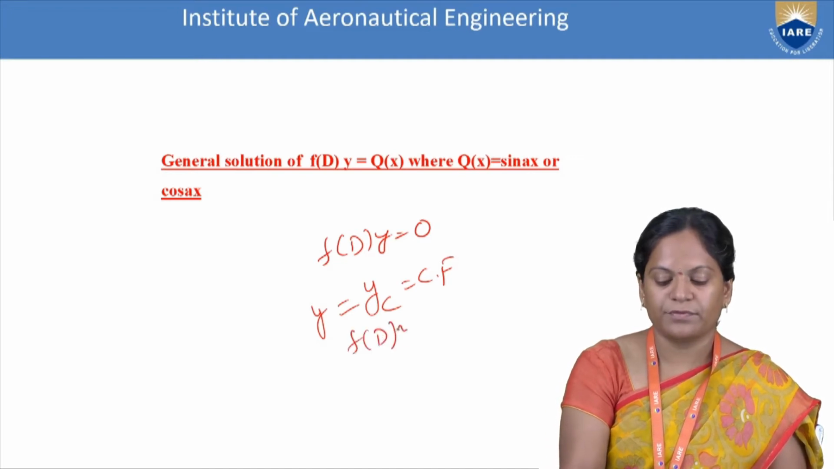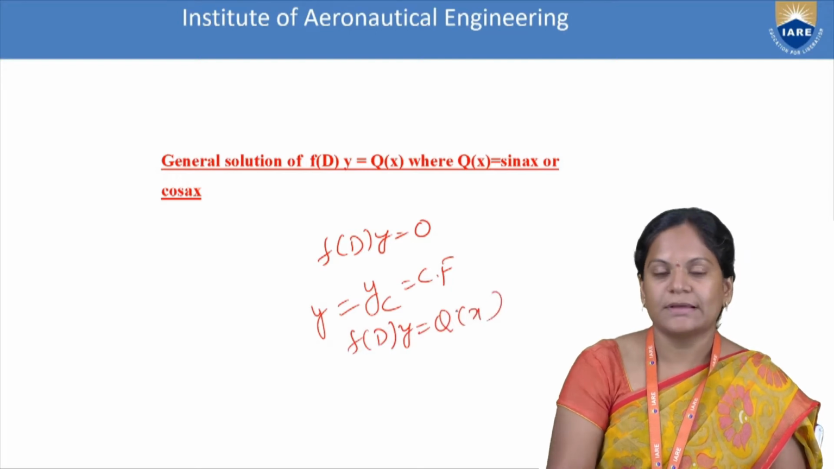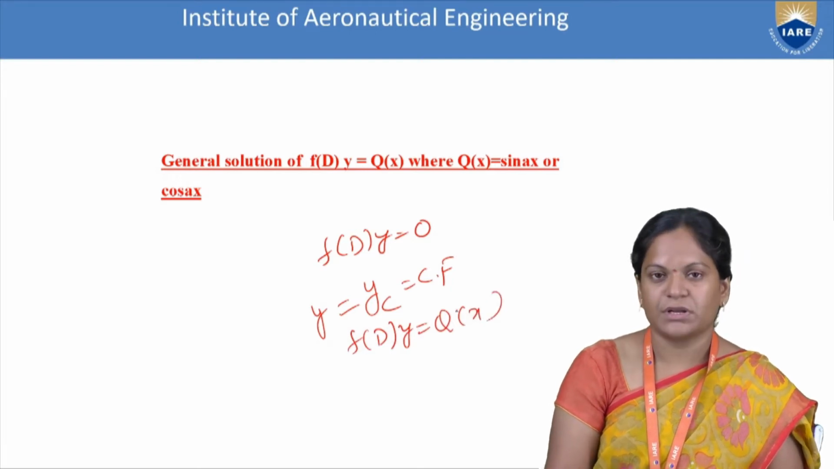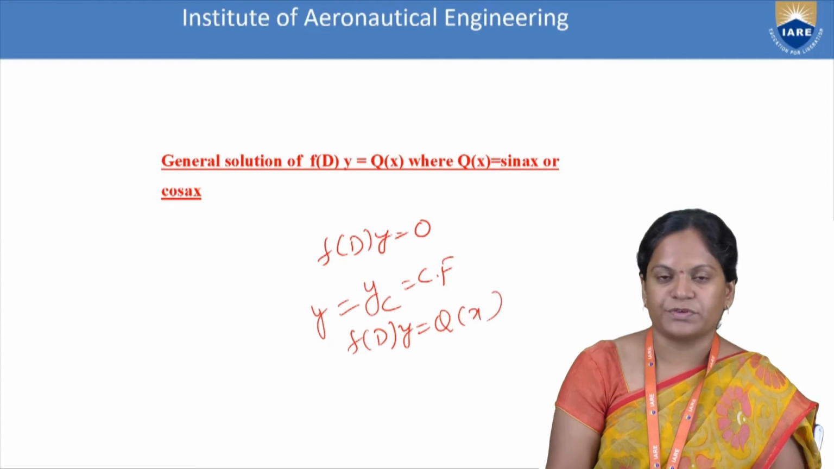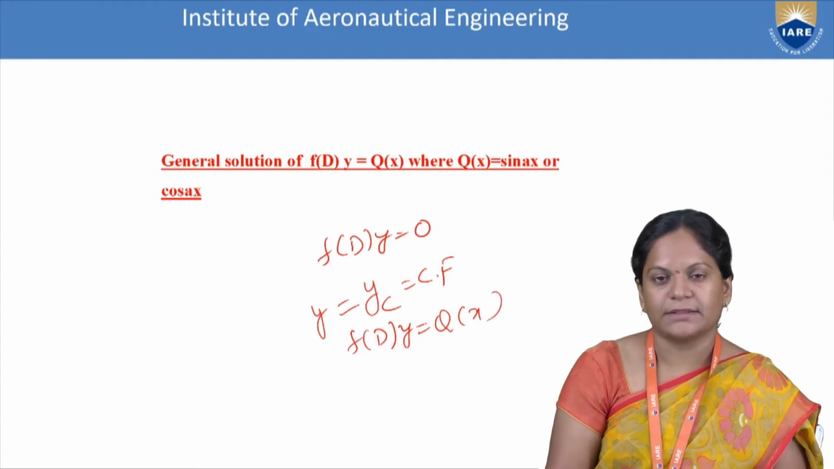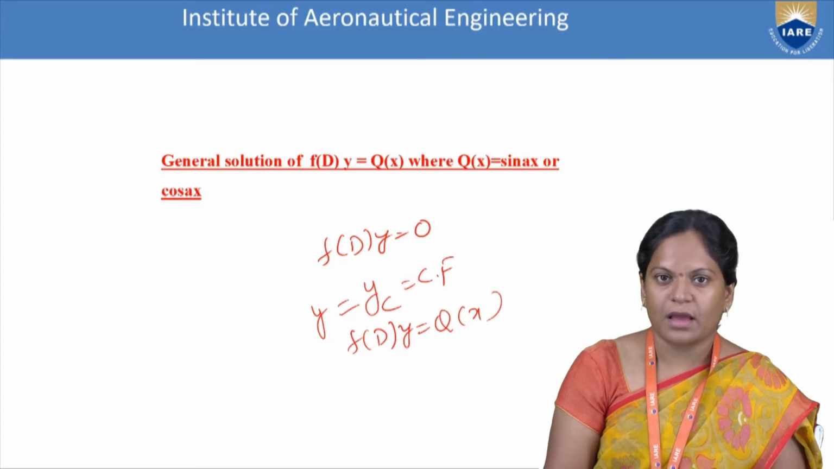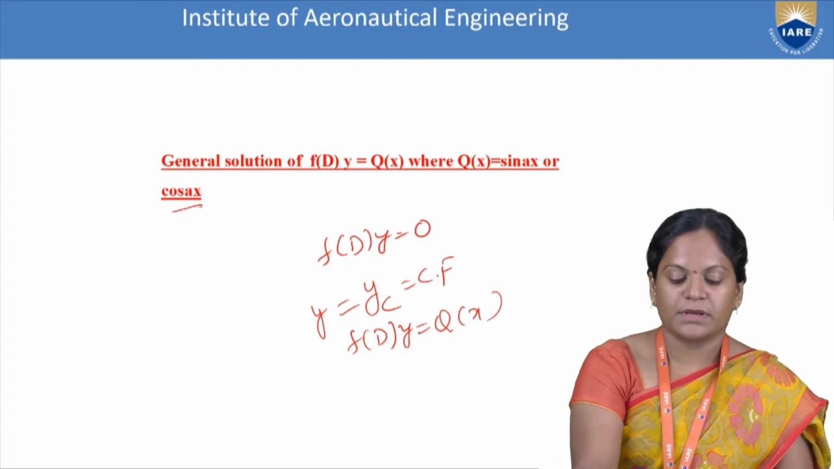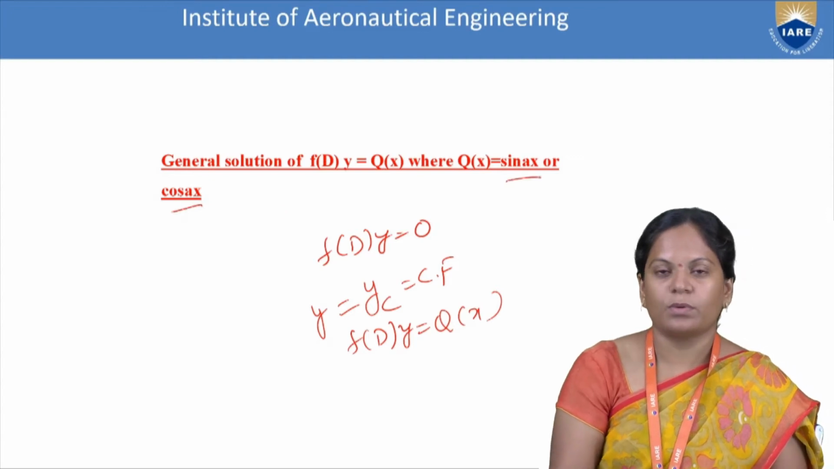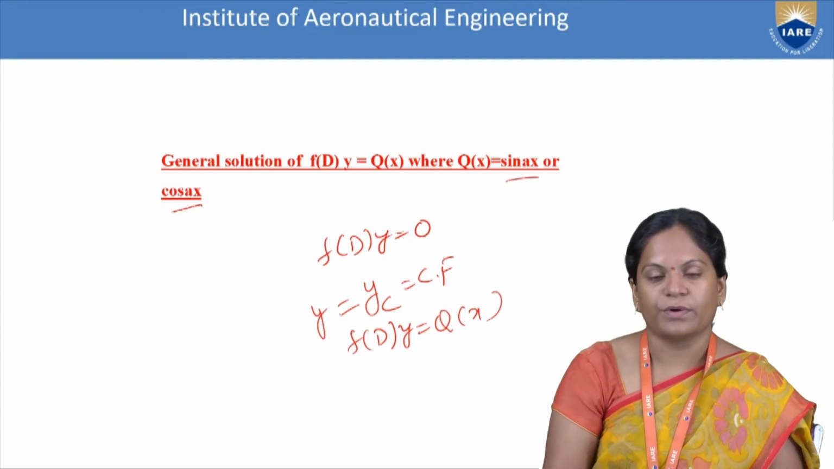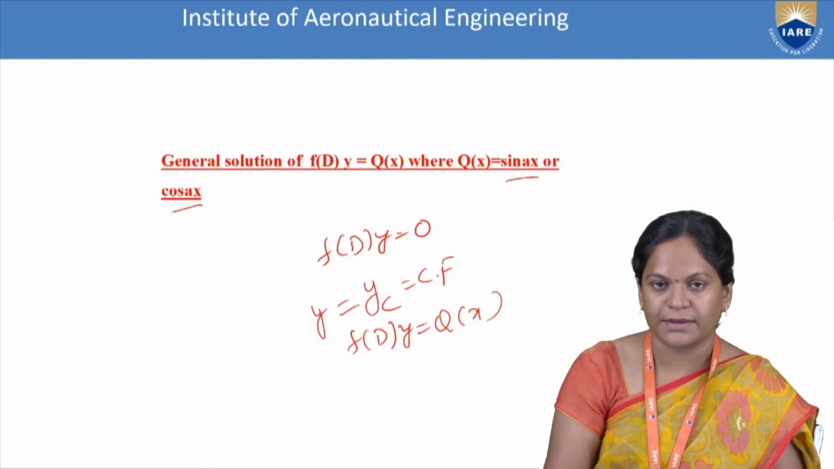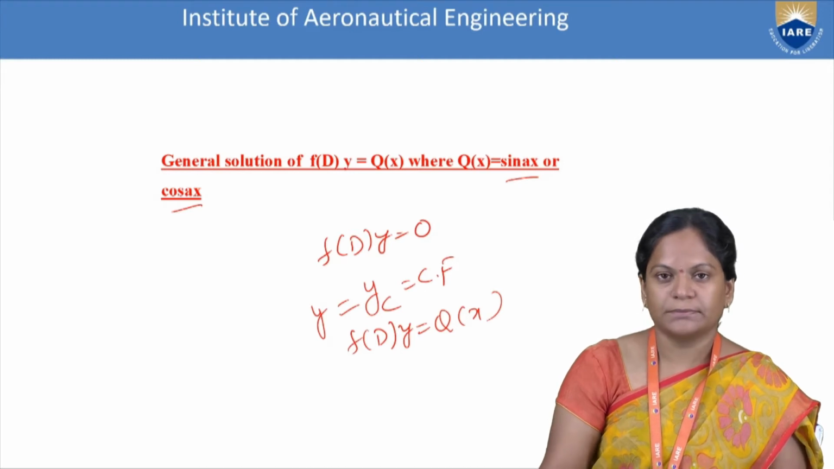Suppose we have f(D)y = Q(x), a general linear ordinary differential equation with constant coefficients. Here Q(x) is either sin ax or cos ax, where a is a constant which is not equal to 0. Sometimes we have 1, 2, 3 and so on. Cos ax or sin ax, we have only these two trigonometric functions. Here a must be not equal to 0. Let us go for the method.